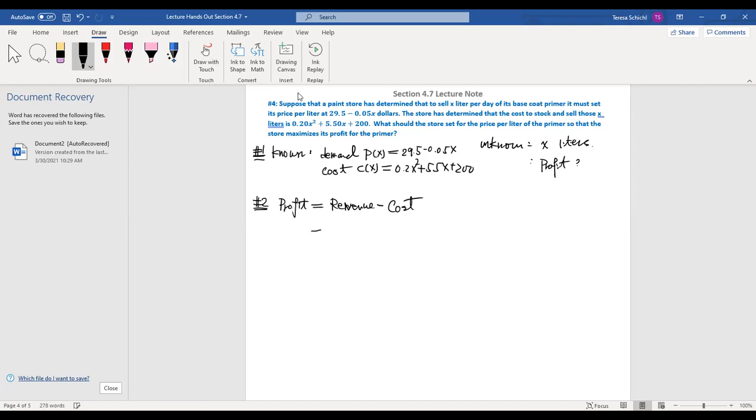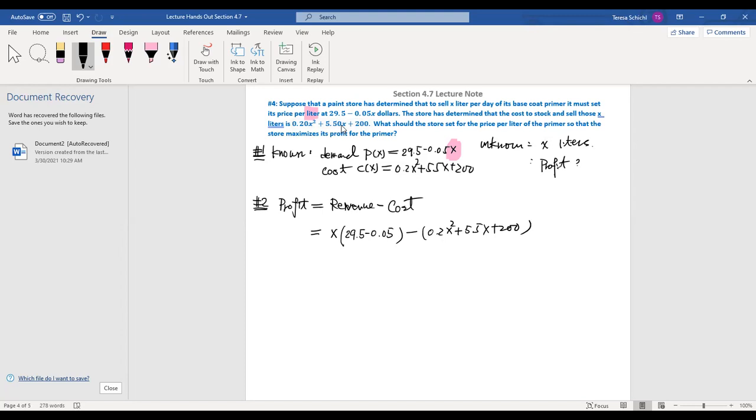Let's take a look at what the revenue is. Whatever number of liters you sell, times the price per liter, gives the total. So the revenue will be X times the price per liter, correct? X is how many units you sell, and this is the price per liter. Then minus my cost, which is 0.2X squared plus 5.5X plus 200, correct?